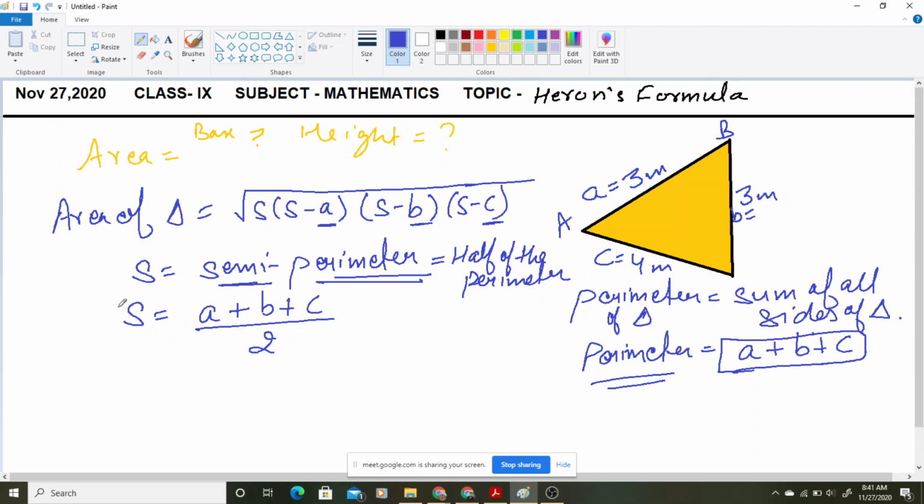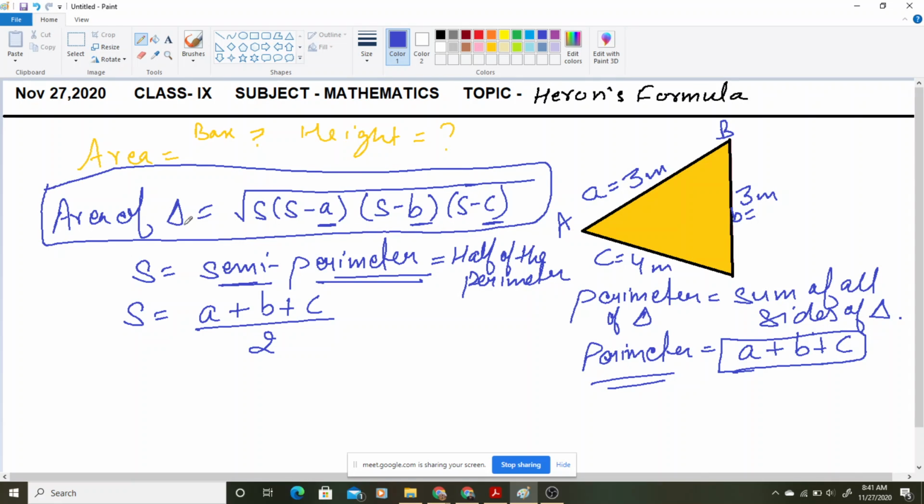Okay, so that means the value of S, when you are finding the area of triangle by using this formula, you will be finding how? By adding the sides A plus B plus C, adding all the three sides of the triangle and dividing it by 2. That means you are finding half of the perimeter, semi perimeter, that is our S.